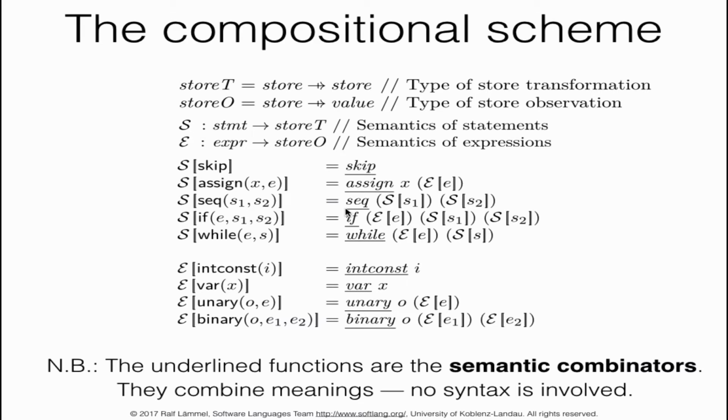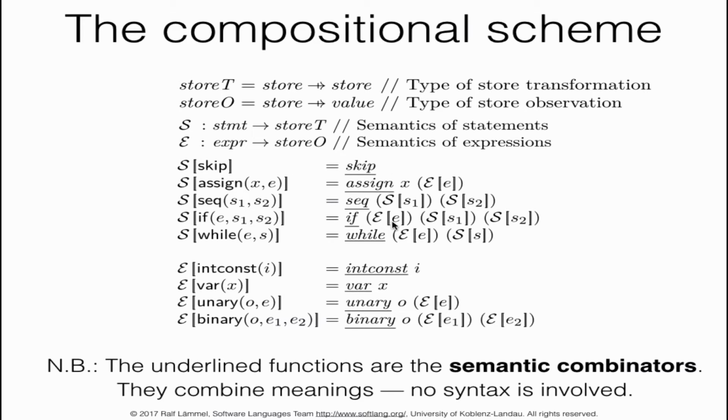So here's how we set up a compositional scheme for the semantic functions S and E. Just to remind you, these are our semantic domains: store transformers, store observers. We're going to define functions S and E, mapping statements and expressions to store transformers and observers. And we use these so-called Oxford brackets here just to make clear where we deal with syntax as opposed to semantic domains. So we have equations defining the functions S and E, and there's basically one equation per syntactic construct.